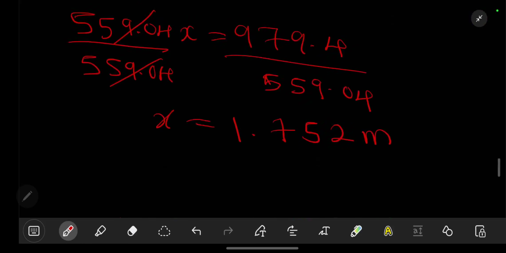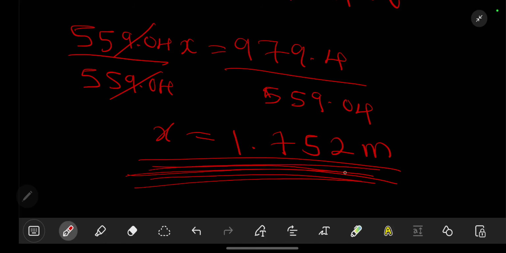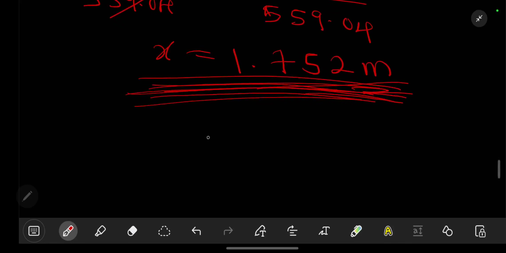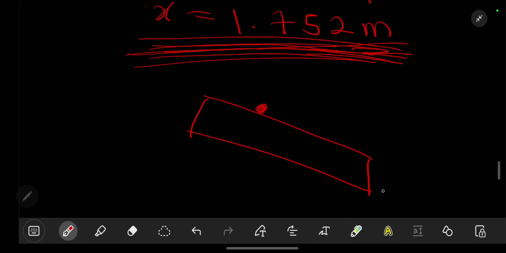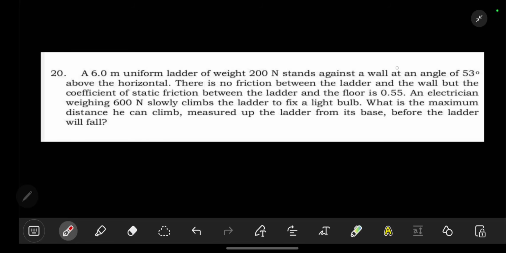So this is the amount of distance that the electrician can cover without the ladder slipping. So this is the maximum height. If he exceeds this distance, the ladder will slip and fall, as I illustrated. So that's how we find the distance. Let's look at a similar question.